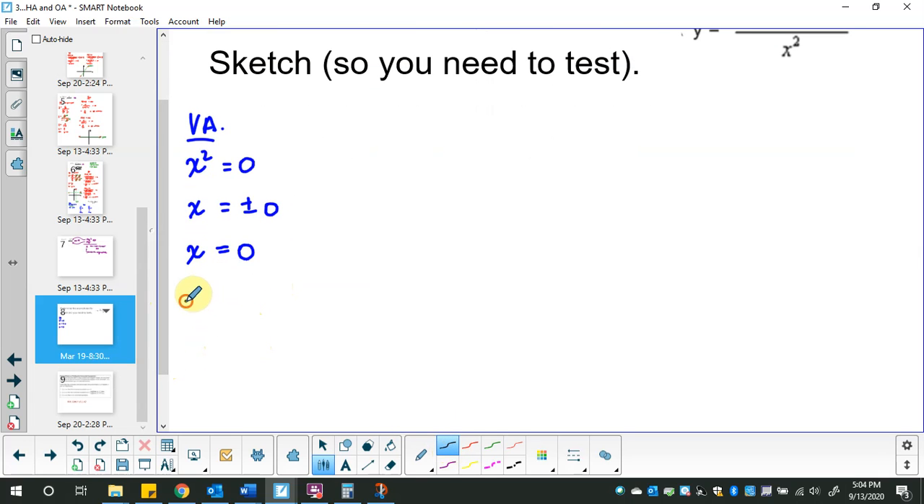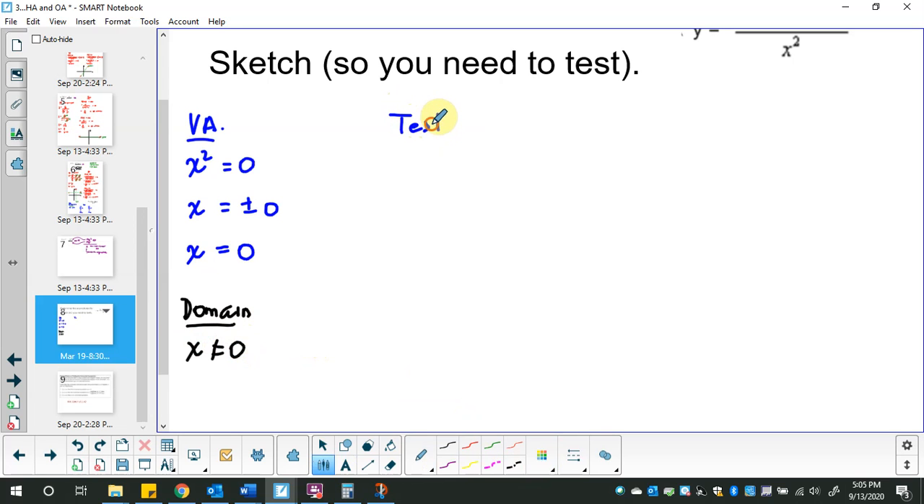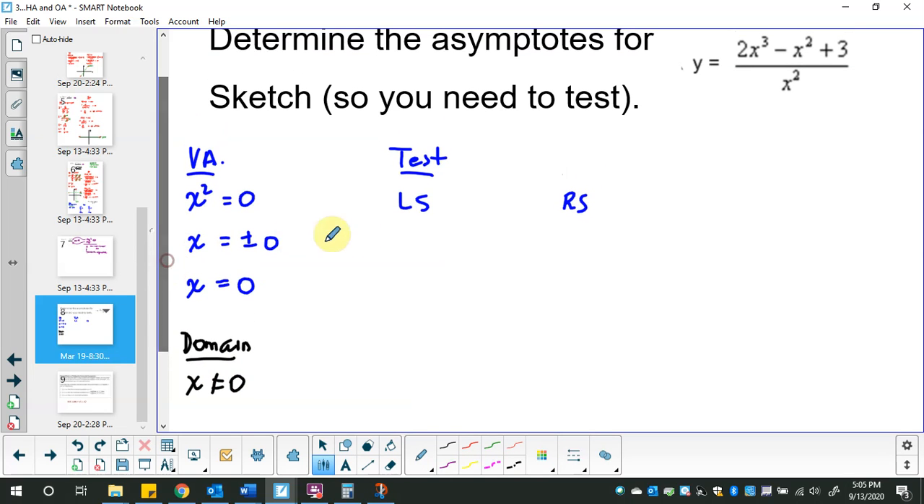Just as an aside, because I want to piece things back together, your domain is x does not equal 0. I'm now going to perform the test for the vertical asymptote, and this is the left side, right side test. Fortunately, we only have one vertical asymptote, and we need a number to the left and to the right of 0, so I'm going to go for negative 0.1 and positive 0.1. So 0.1 off, 10 cents off if you're thinking money.